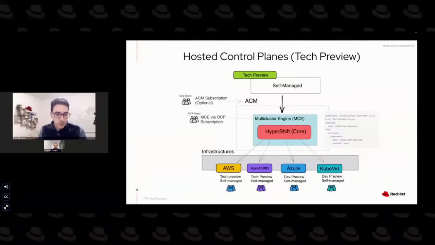The way you can get hosted control planes is by going to the OperatorHub and installing the multicluster engine for Kubernetes operator. Once you do that, you'll need to enable the add-on for the preview because HyperShift, or hosted control planes, is still in preview. Once you enable the add-on, the HyperShift operator is going to be installed in your cluster, and you're ready to create hosted clusters using hosted control planes.